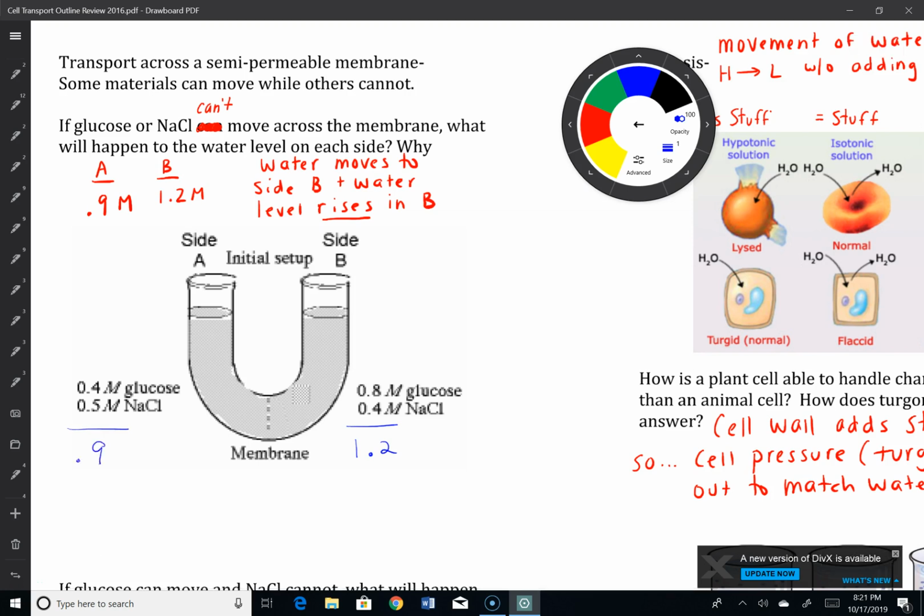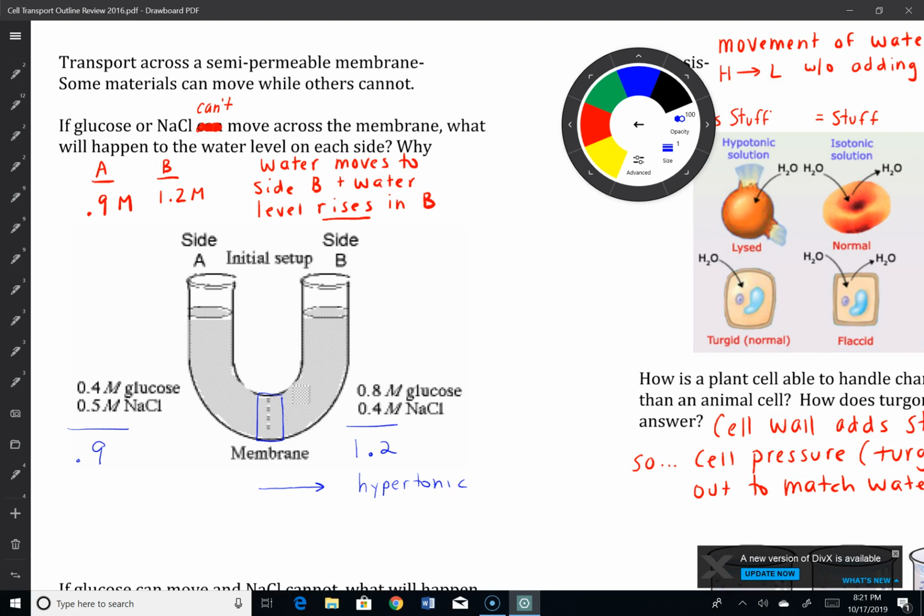So if, in the first part of the question, neither the glucose nor the NaCl can move, we're going to keep it that way. That makes side B hypertonic, which means water is going to flow from A to B, meaning the level of water on A's side will decrease, and the level of water on B's side will increase. This membrane is important because it decides what can or cannot move through it. It will limit the size of the materials that can pass through.